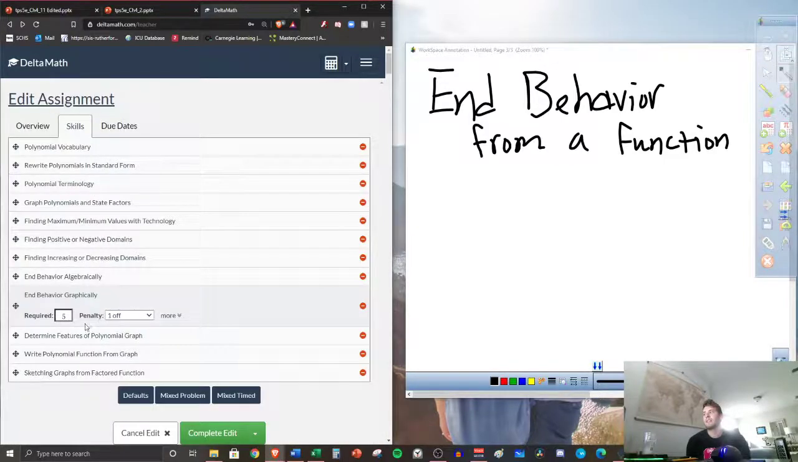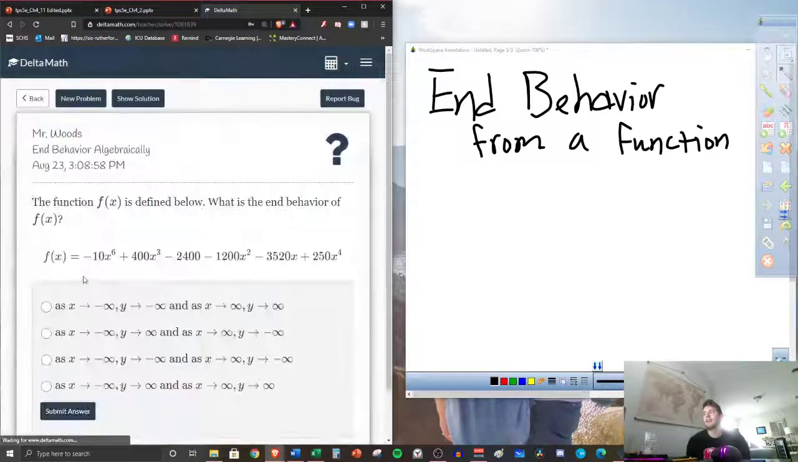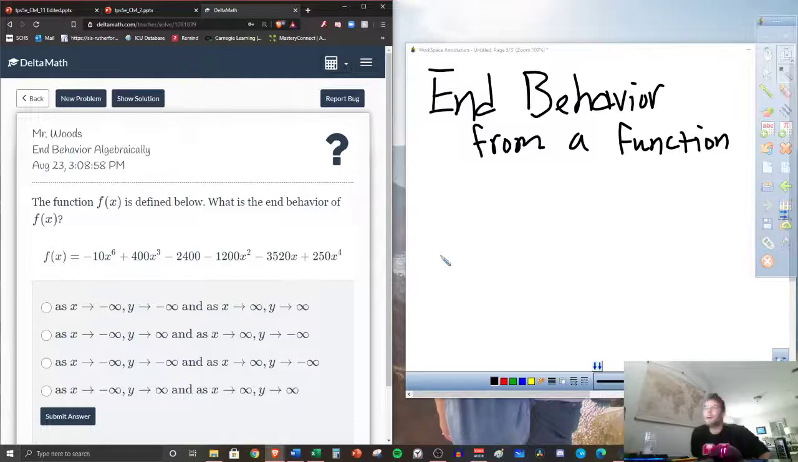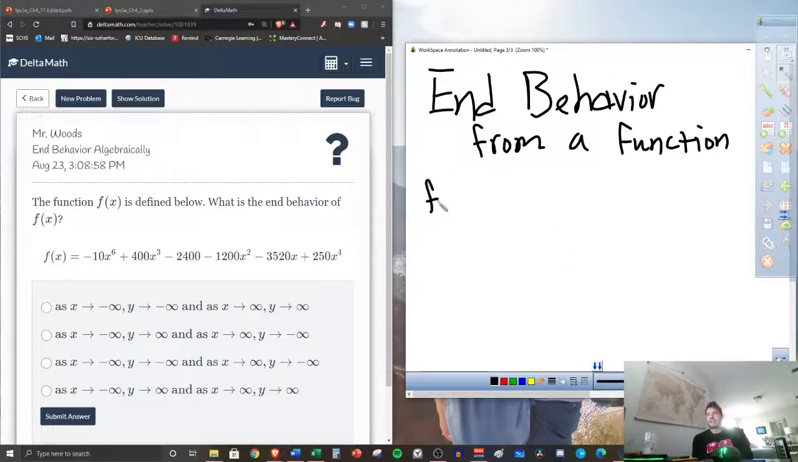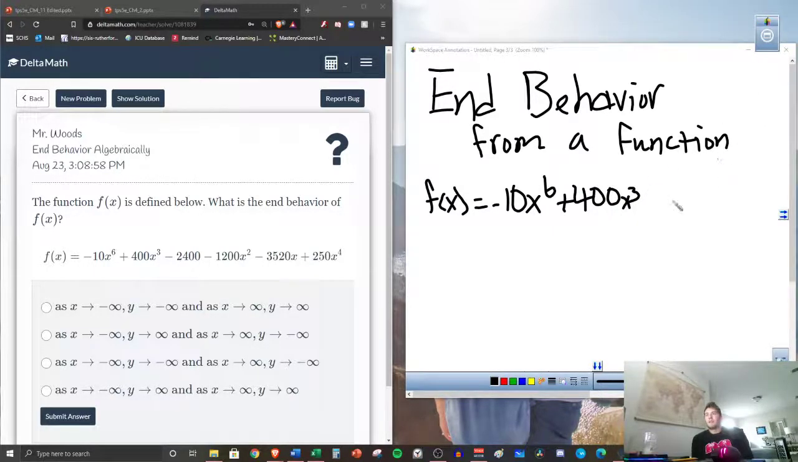All right, so let's go back. Let's look at this. So it says algebraically, but look at how wild this equation is. So in your notes, we're going to write it down. Let's go ahead and do that. F of x equals negative 10x to the 6th plus 400x cubed minus 2400.